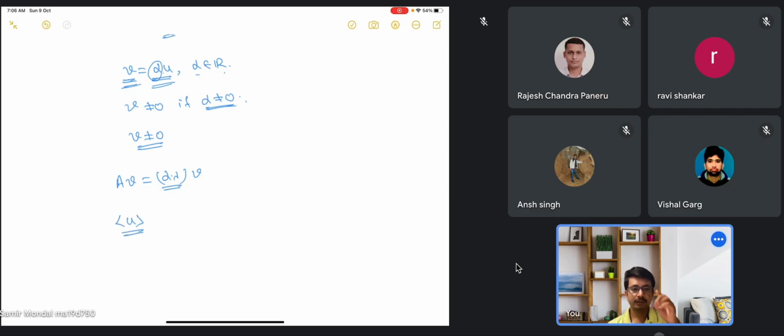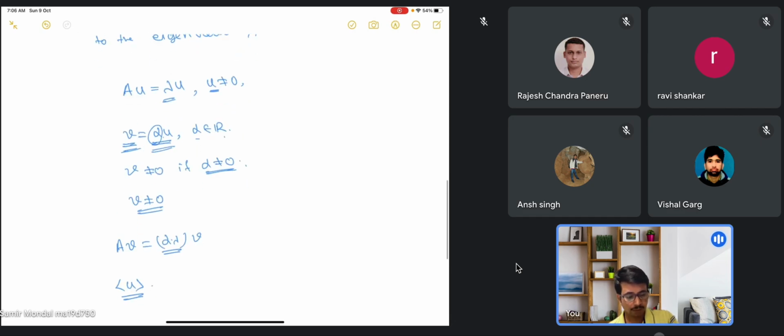This is your one dimensional subspace of V, and this is your eigenvector fully, because we start with the non-zero eigenvector u. So any vector generated by u is an eigenvector. Do you agree with me? If we start with u as an eigenvector of A, then any vector generated by u is also an eigenvector of A. Is it fine?